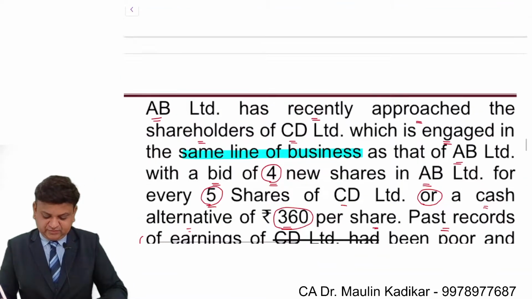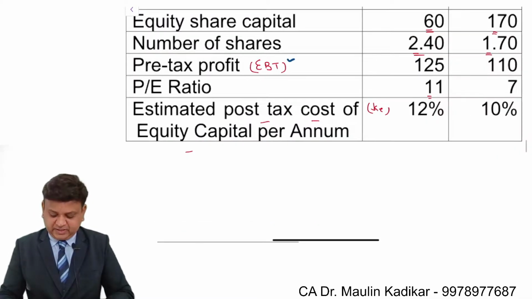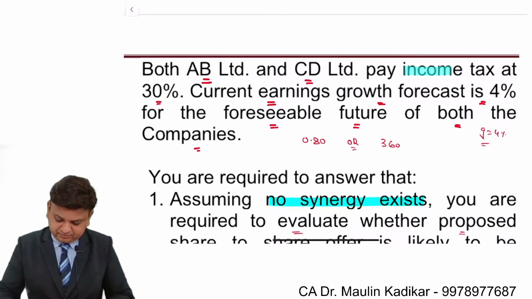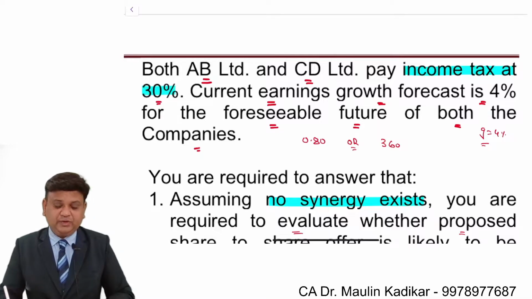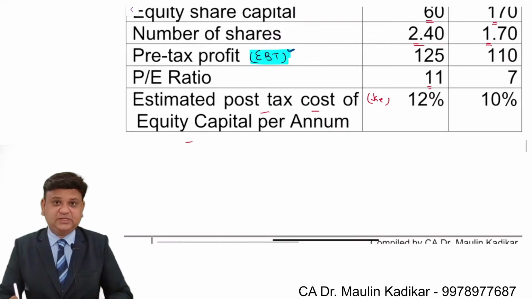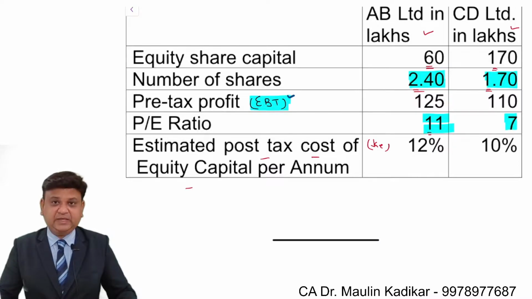We have been provided with the information about earning before taxes. The income tax rate is provided to us, that is 30%. So earning before taxes into (1 minus t) gives the earning after taxes, divided by the number of shares gives the earning per share, multiplying with the price earning ratio gives the market price per share. Market price per share into number of shares gives us the total market value.